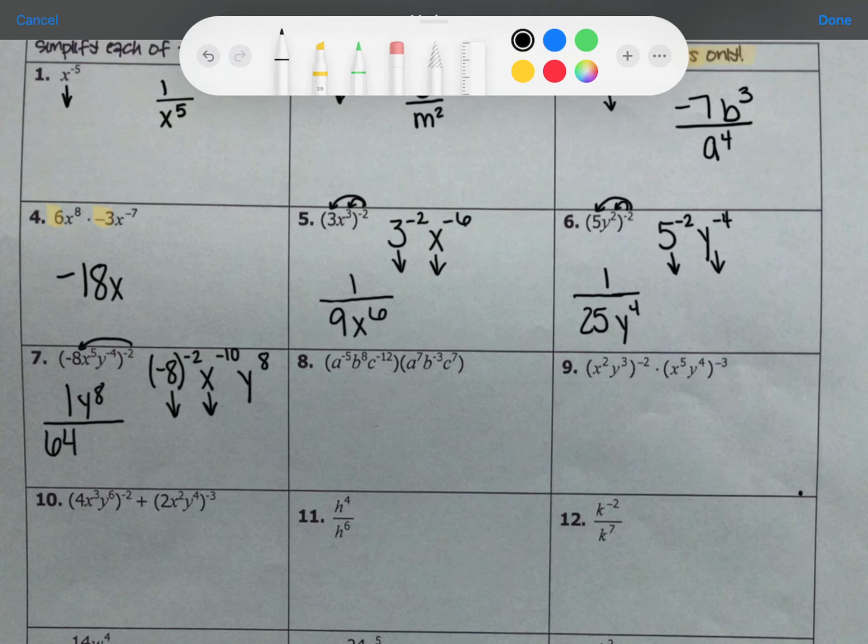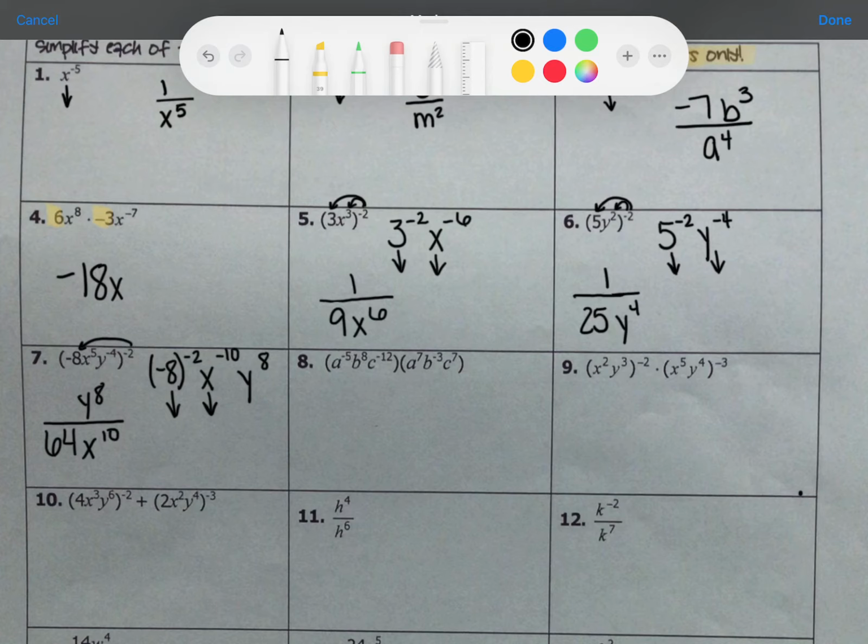You can put the 1 up there. I'm not going to because I know it just doesn't need to be there. But 64 on the bottom is the same thing as 1 over 64. And then x to the 10th, move to the bottom as well. All right, we good so far?